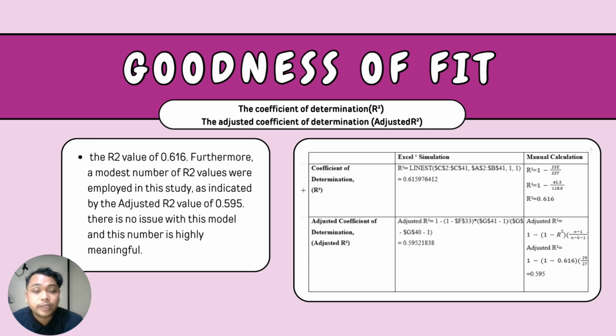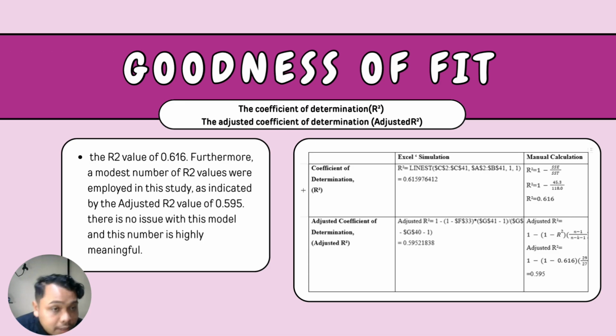For today, I want to present about the goodness of fit. So you can see the coefficient of determination R square and the adjusted R square. Firstly, R square: for the Excel simulation, you can see the linear regression to get the data and then get the answer 0.61.